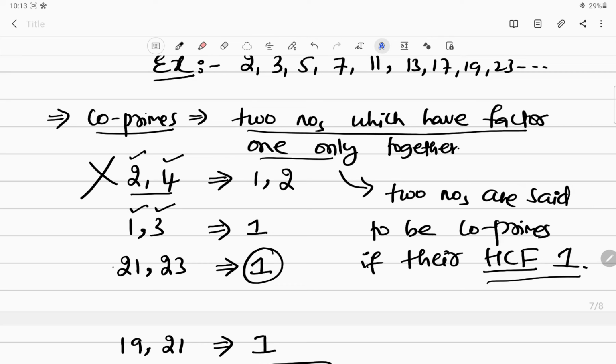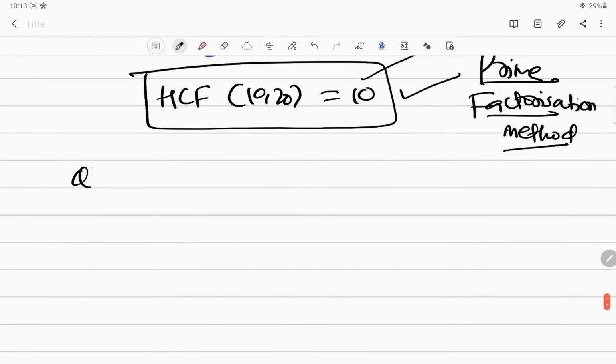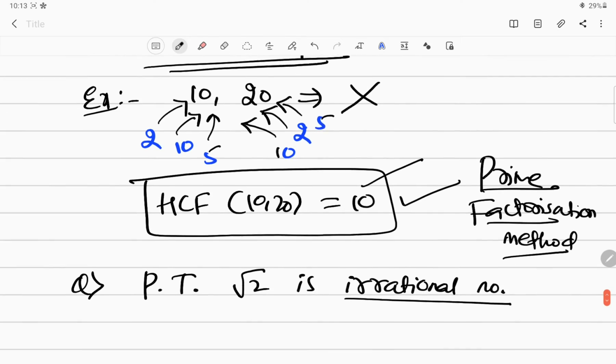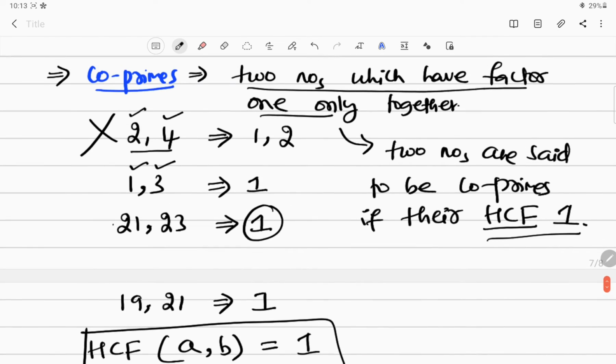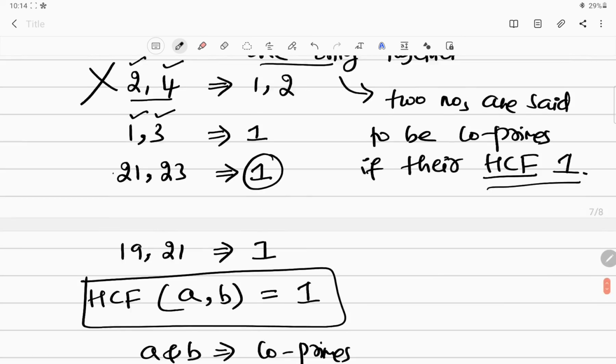Why are coprimes very important? Because there is a question to prove that root 2 is irrational. There will be such a question in your exam: prove that root 2 is irrational. What is the meaning of an irrational number? What are the characteristics of an irrational number? What are rational numbers, and how can they be represented? To prove this you need the help of coprimes. That's why I have explained the meaning of coprimes in this short video.